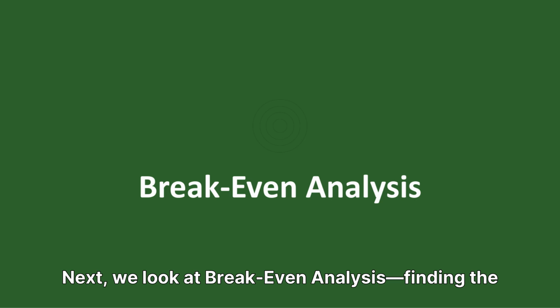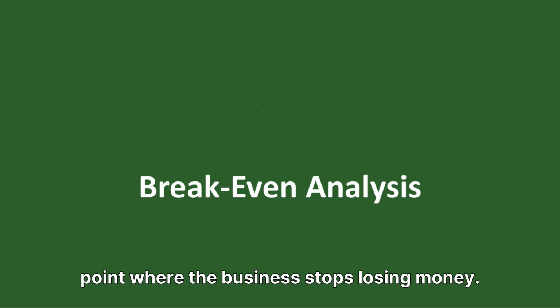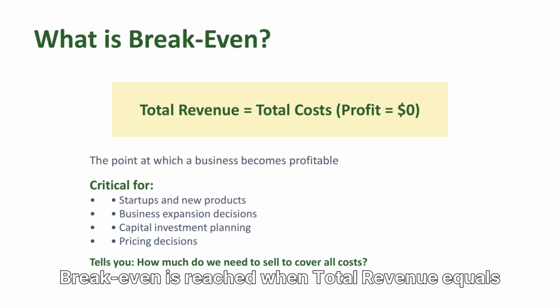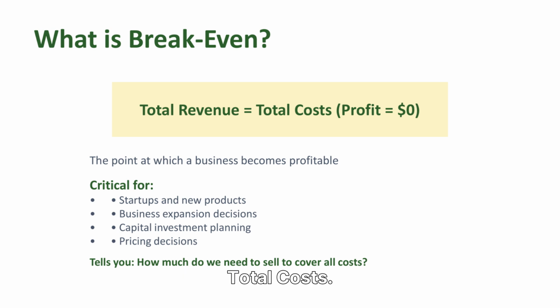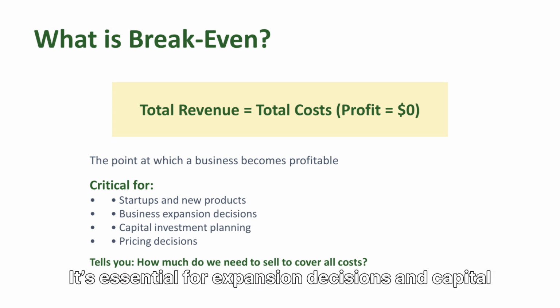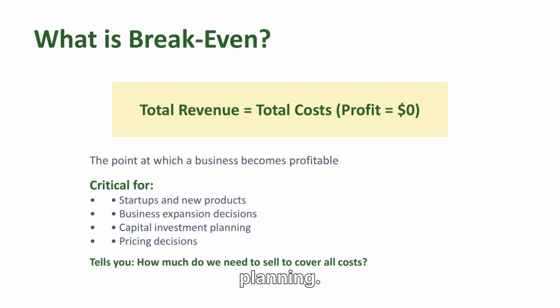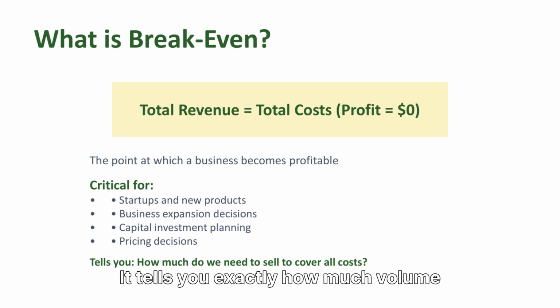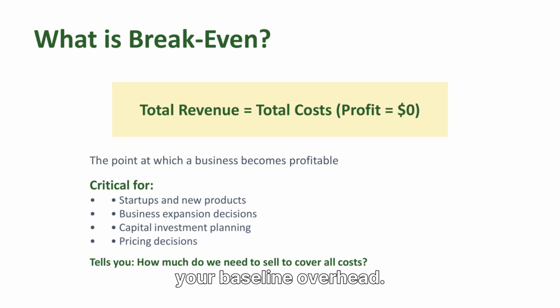Next, we look at break-even analysis, finding the point where the business stops losing money. Break-even is reached when total revenue equals total costs. It's the point where profit is exactly zero. This is a critical milestone for any startup. It's essential for expansion decisions and capital planning. It tells you exactly how much volume you need to sell just to cover your baseline overhead.